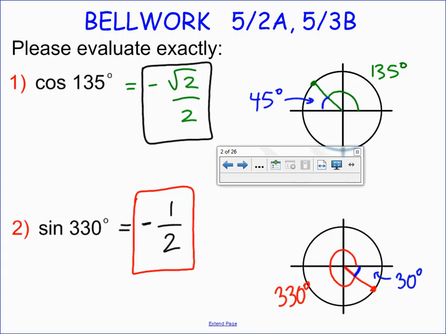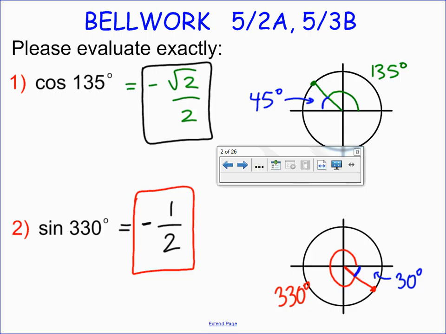So the key is find the reference angle, state the ratio, add the negative if necessary, right? However, we don't always have to add the negative. If we had been in quadrant 2, sine value would have stayed positive, right? If we had been asking for the cosine of 330 degrees, cosine is based on x-coordinate, that would have stayed positive. And so you have to purposely decide whether or not you're going to add the negative based on the connection between sine and cosine and the x versus y coordinate.